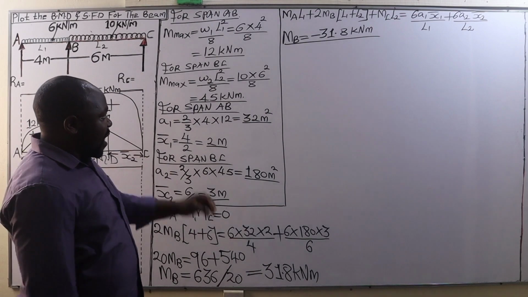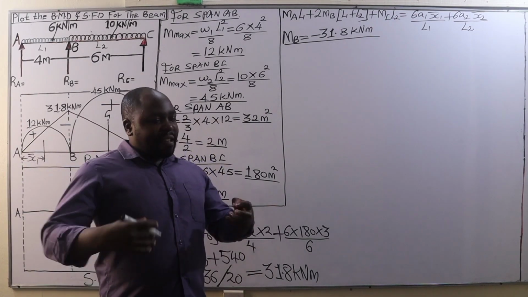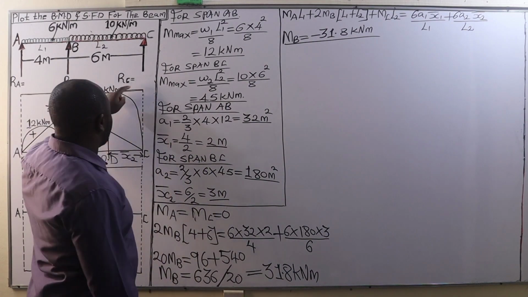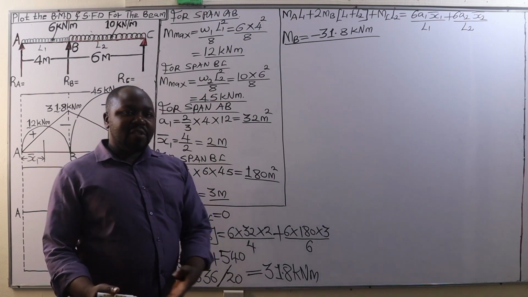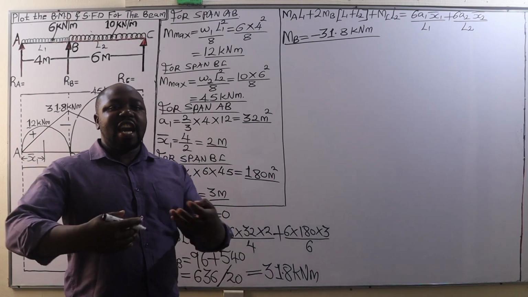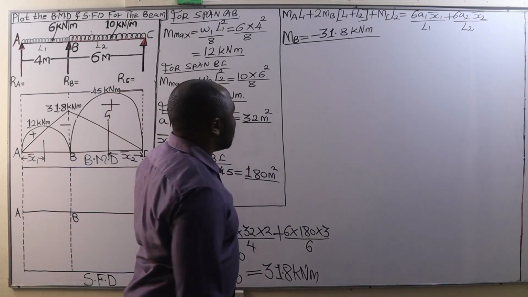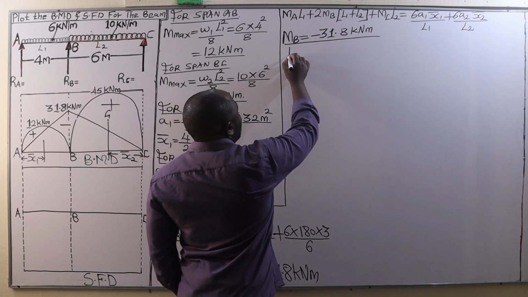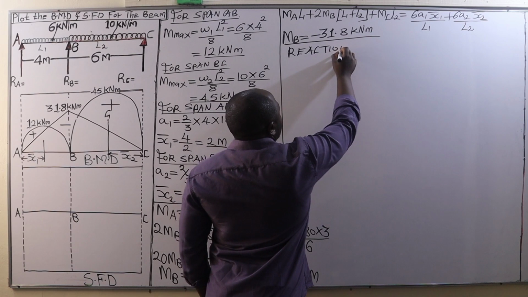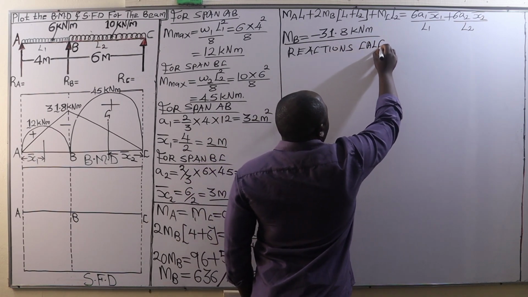Good. Then from there, we are going to determine the value of the reactions. That is the reaction at A, reaction at B, as well as the reaction at C, so that we use those reactions to calculate the shear forces, which will help us to plot the shear force diagram. So we go to reactions calculations.